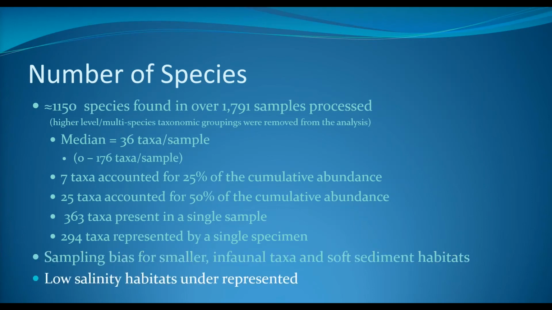I should note that there is a sampling bias. Because of the grab sample that we use, we are sampling primarily smaller organisms in soft sediments, so we're not really capturing the diversity that you see on the harder substrates. And because of the random sampling design too, we don't have a lot of samples that were collected in freshwater or low salinity areas. So a lot of those taxa are underrepresented in our database.